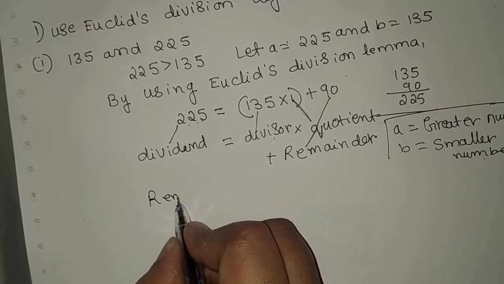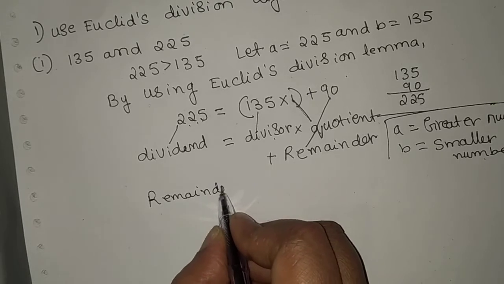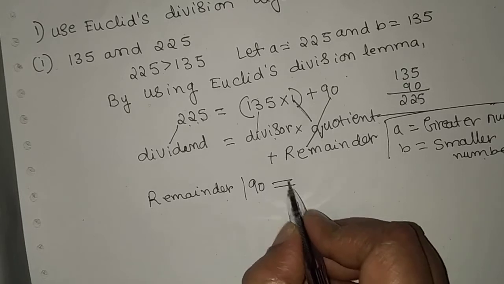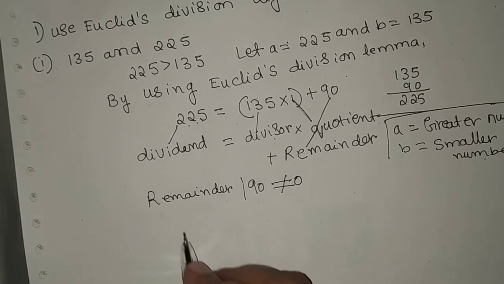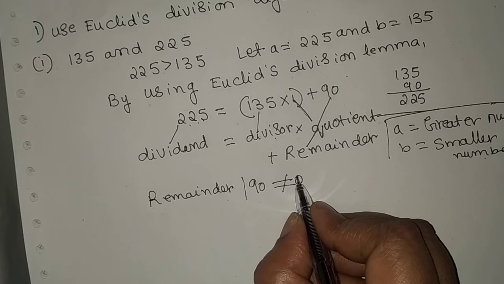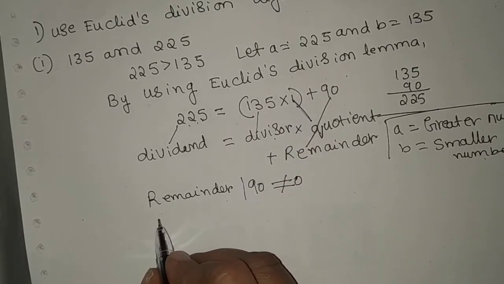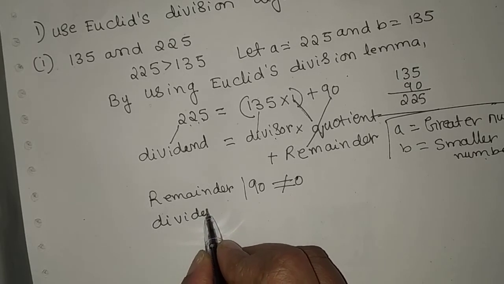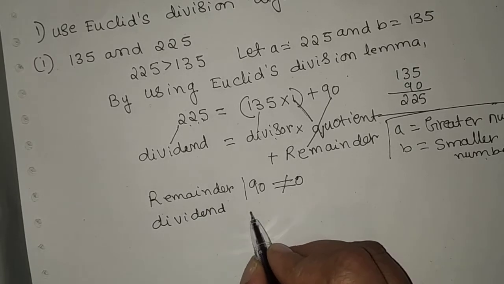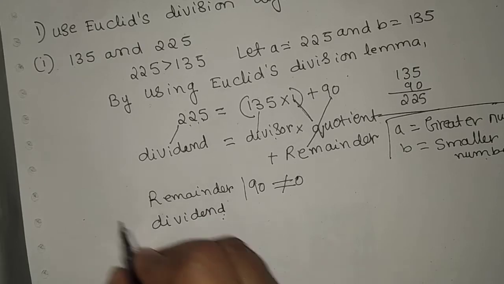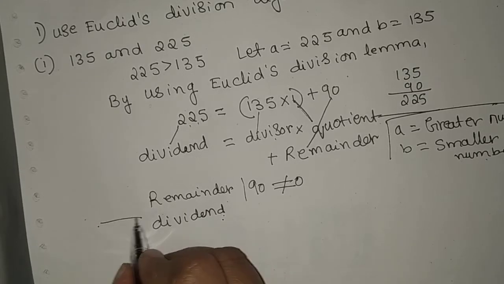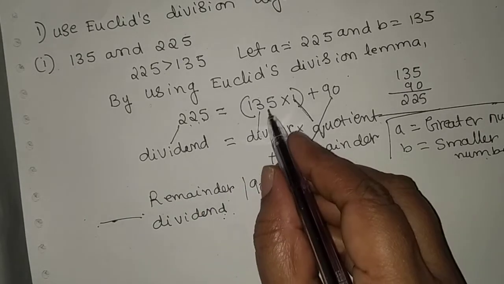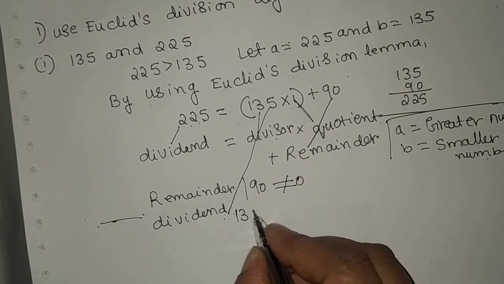We see remainder. What is remainder here? Here 90 is the remainder. So remainder 90 is not equal to 0. So what is the next step when this one is not equal to 0? We have to take this dividend. What is dividend? You can write here step 1 or step 2. This 135 as the next dividend we have to take.